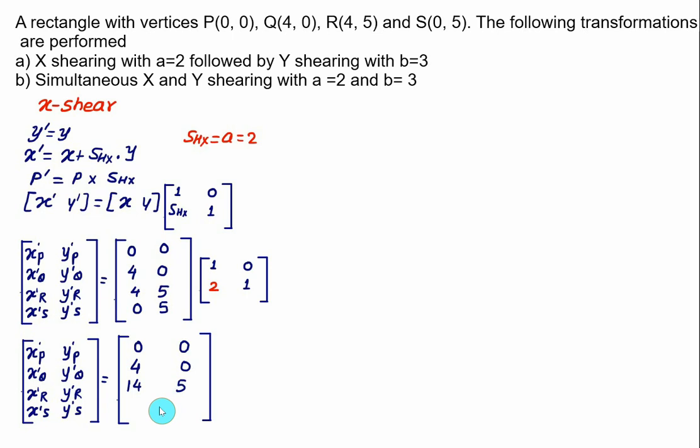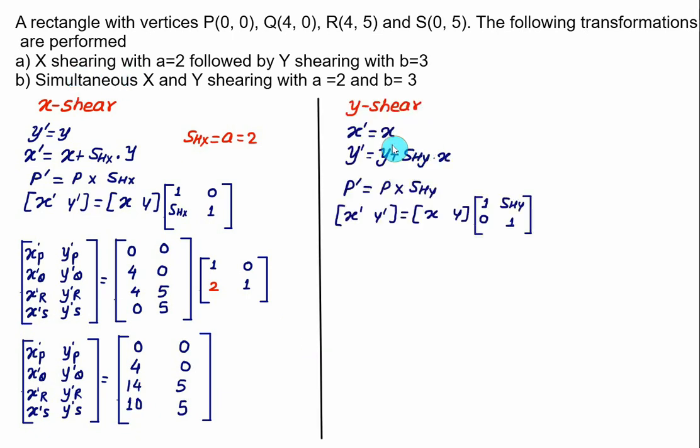So we check here, the y coordinate is not changing. Then we have 0 into 1 is 0, plus 5 into 2 is equal to 10. And then finally we have 0 into 0 is 0 and 5 into 1 is 5. So as defined here, the y coordinate is not changed. Since P and Q are on the x-axis, their x coordinate will not change, but the coordinates of R and S will change. So this one is our x shearing.